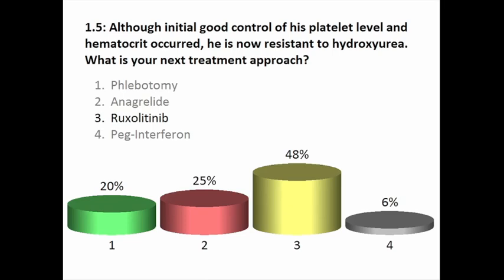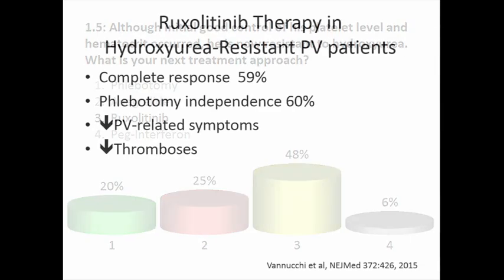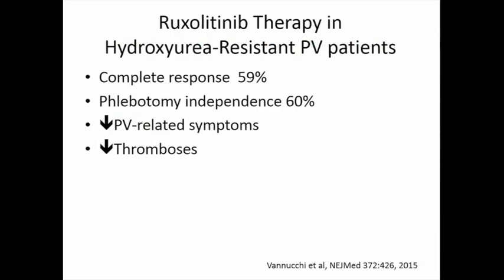So the data here would say that if one has a patient that is resistant to the standard therapy for P-Vera, there can be complete responses in 59% of patients, phlebotomy independence in 60%, decreased constitutional symptoms, as well as thrombotic events. So there are now data to use this, and that's really the only indication for using it in patients with P-Vera, those that are resistant to standard therapy.